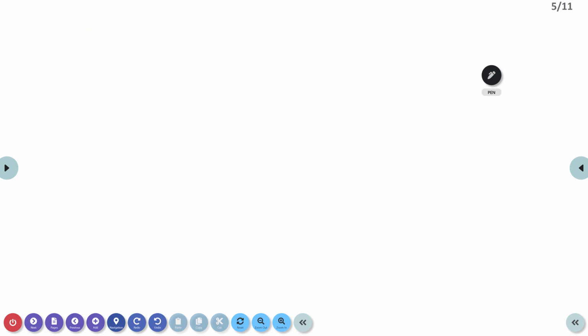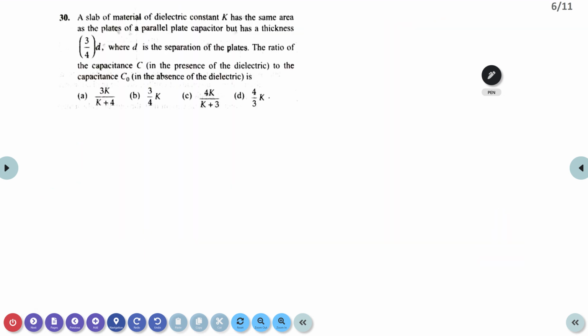Next. A slab of material of dielectric constant K has the same area as the plates of a parallel plate capacitor. I solved this kind of problems, two or three, in the regular class. He is asking the ratio of C by C naught. C means in the presence of dielectric, C naught means in the absence of dielectric. Okay, fine. I will draw the diagram. This is your capacitor. This is D. Air is filled here. For air, C naught equals epsilon naught into A by D. This is equation number 1.